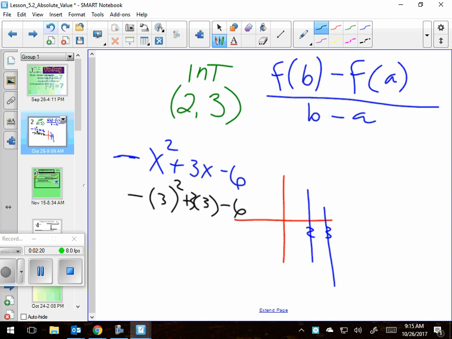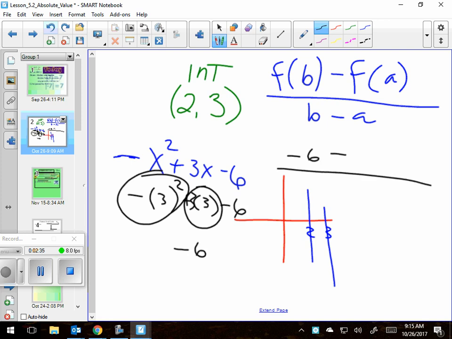How about you? What do you think? Did you do f of 3? And what'd you get? All right, because that's negative 9 and that's positive 9. They cancel and you just have negative 6. Excellent. So we have negative 6 minus, now I got to do f of a. Did you already do f of a? What'd you get? And I was putting in a 2 here and a 2 here, and you got negative 4. Anybody verify the negative 4 there?